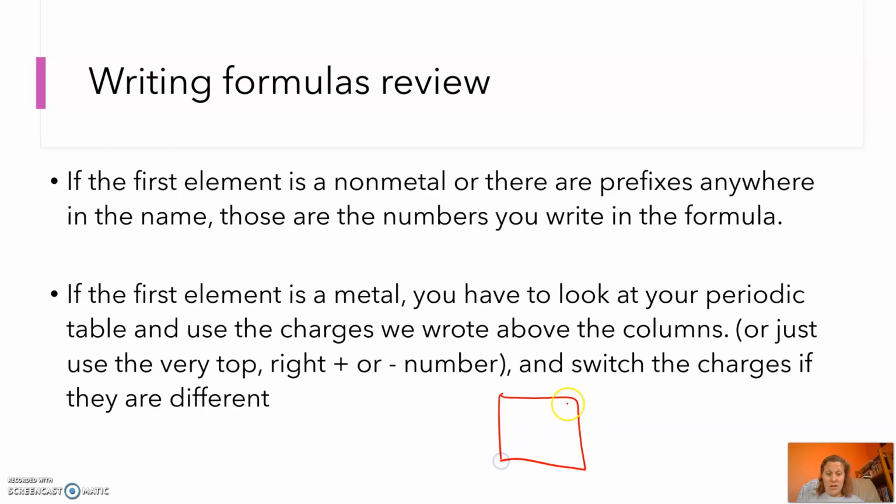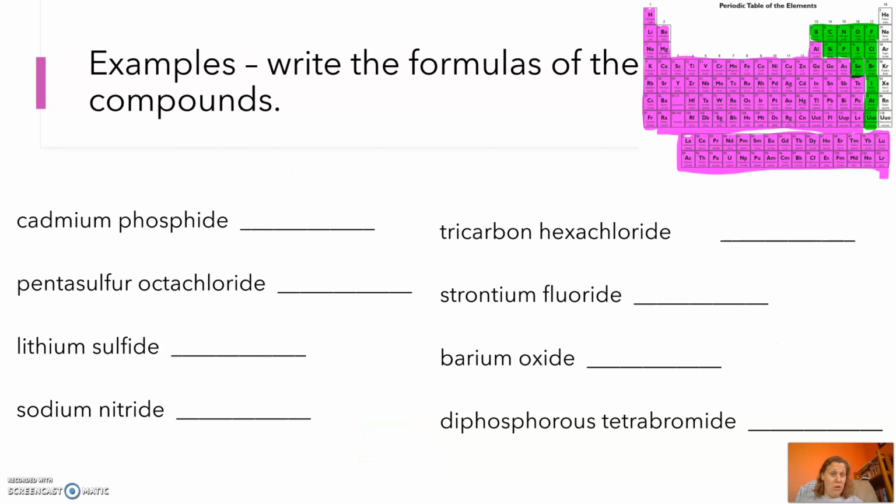Here's the box, and up here, especially with the non-metals, if it's a -1 and it might say -3, just use the very top corner. I guess I should leave that up with the very top right plus or minus number. So -1 or -2, use the top number. And then when you look at the charges, if they're the same, you just write the letters down. If they're different, then you switch them. So here's examples with all of them mixed in.